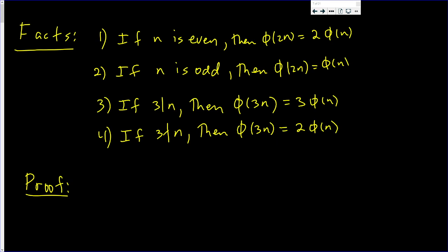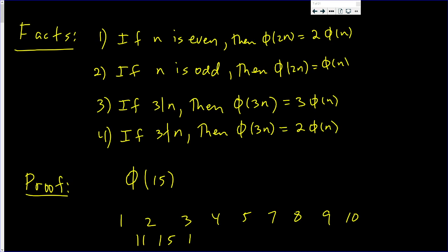Now, before I get into the proof, let's talk about what the phi function is. Like phi of 15. It's asking you to consider all the numbers from 1 to 15. And phi of 15 is the number of numbers from 1 to 15 that are relatively prime to 15.